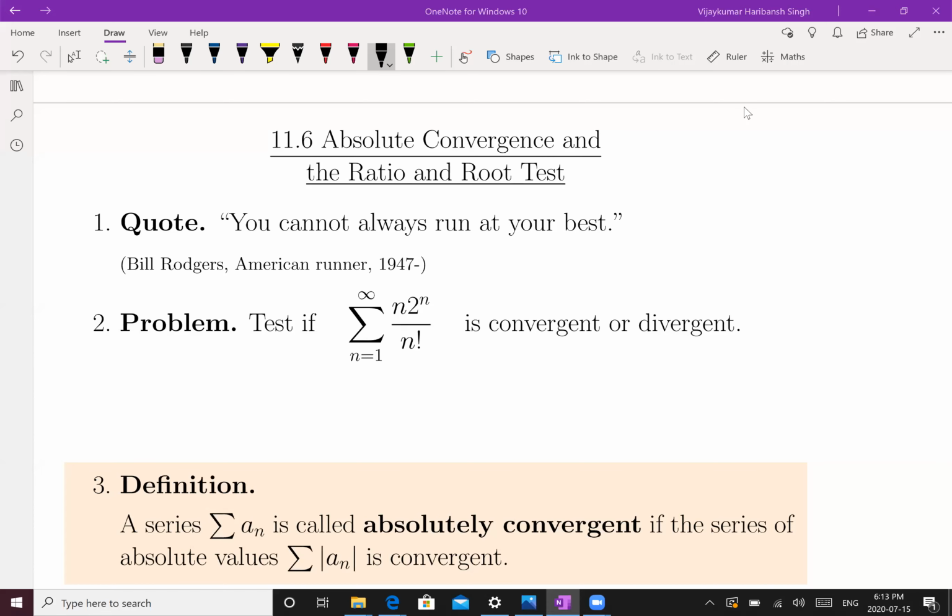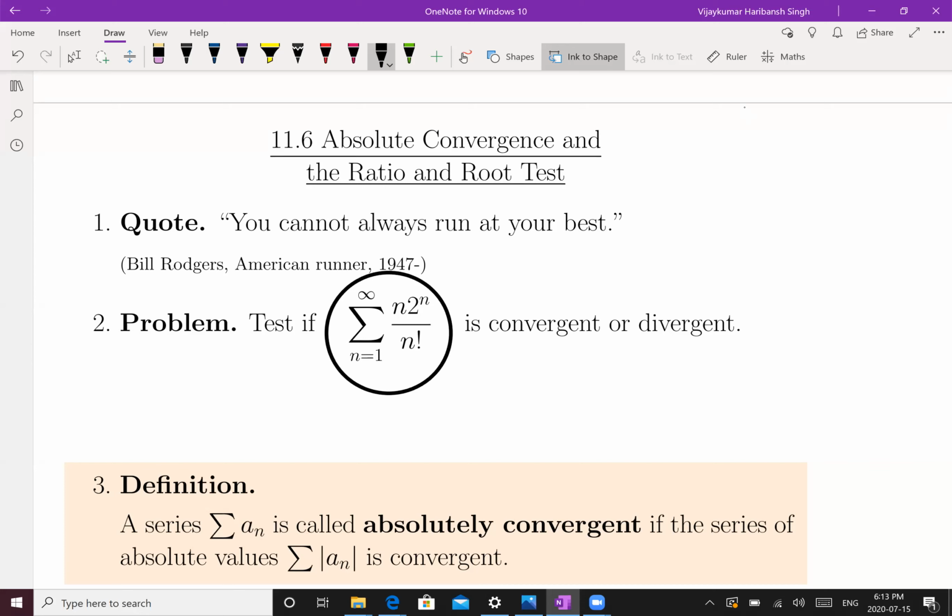So welcome. We want to discuss absolute convergence and how to do that using the ratio and root test. The motivation should be the following problem. We have this problem here: the summation, n going from 1 to infinity, of n 2 to the power n divided by n factorial.